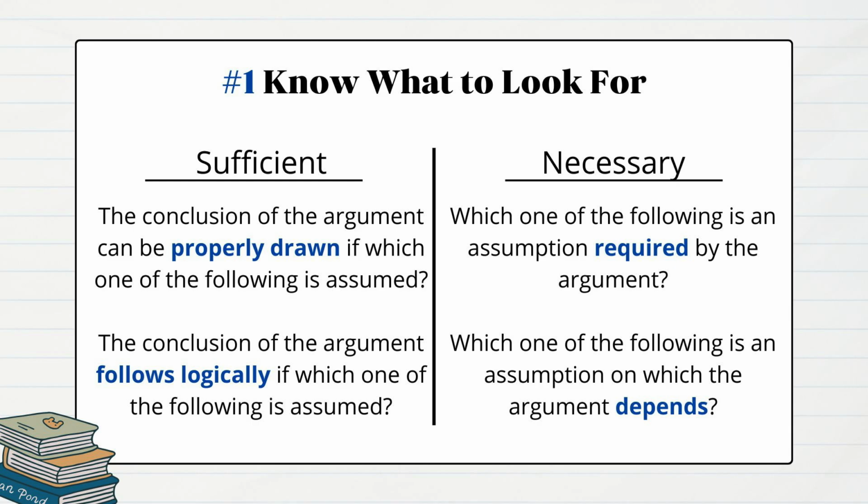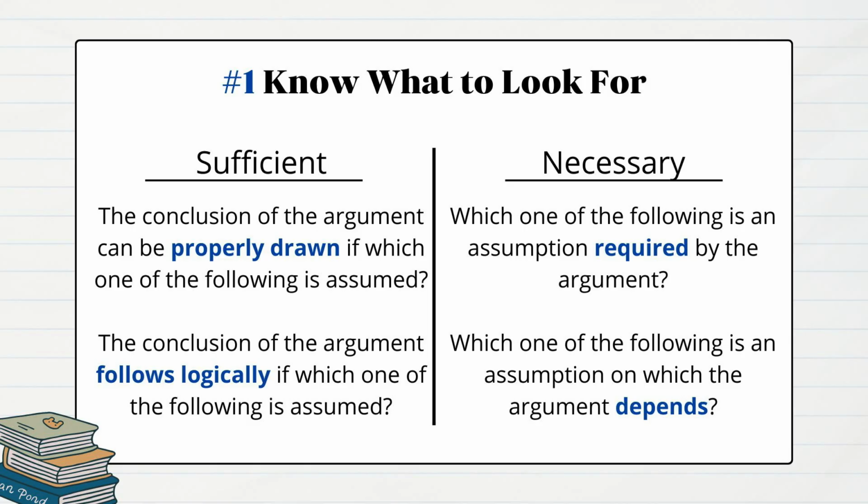So for sufficient, we're looking for something that makes the conclusion work. There's something missing. So you have the premise or premises and a conclusion, but the conclusion doesn't logically follow from the premises because they're assuming something that's not actually stated. So pretty much you have to find the missing piece, connect it together, make sure everything makes sense, and then the conclusion makes sense as well. This might be a little bit abstract, but no worries, we'll cover examples soon.